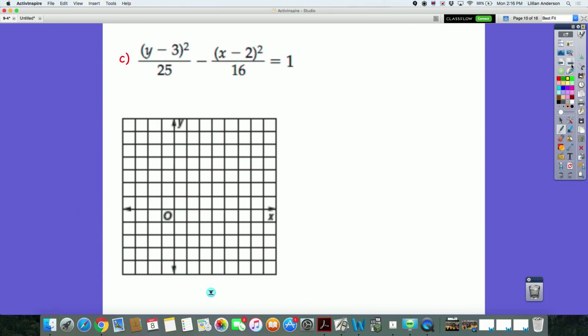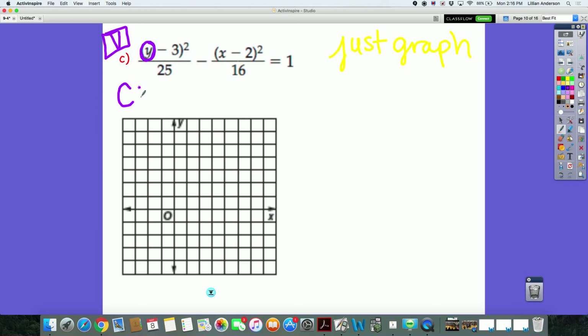For this example, we are just going to graph it. I'm going to delay finding a majority of the information. We're going to just graph on this one, but then the next one, we'll find all the goods. Okay? So to start with, we have to determine if it's horizontal or vertical. Remember, we look at the very first fraction. Since it's y's first, we know that this is vertical.